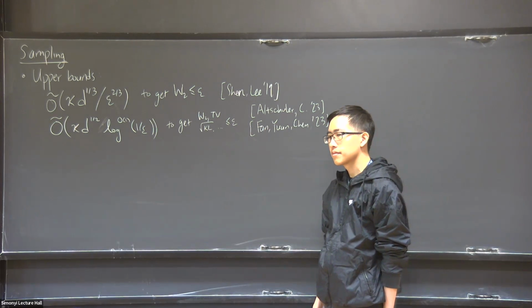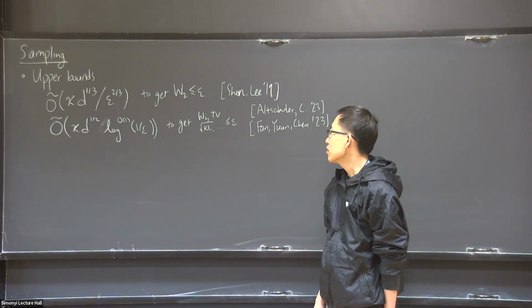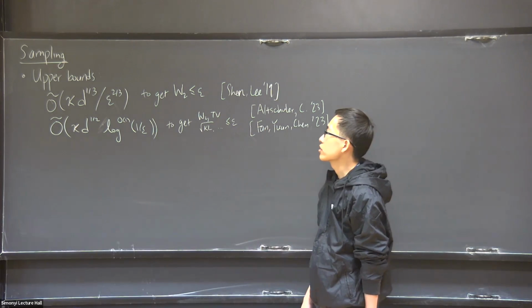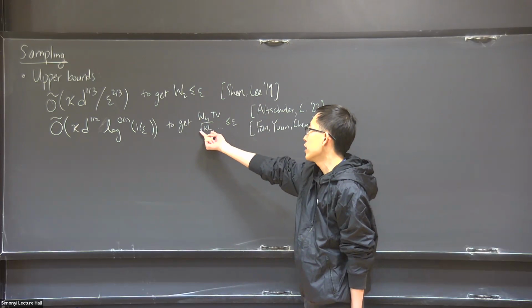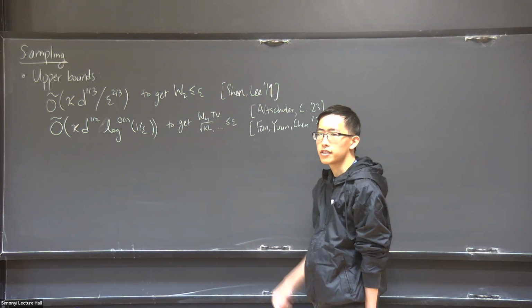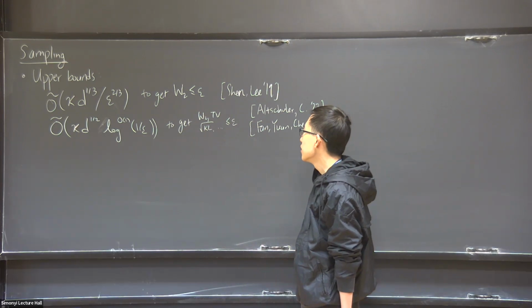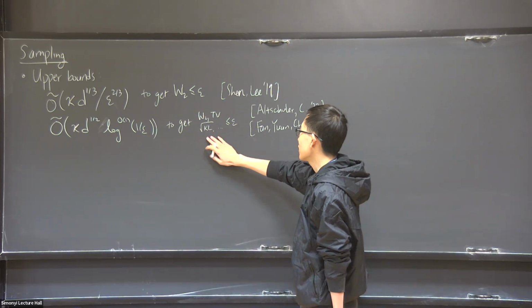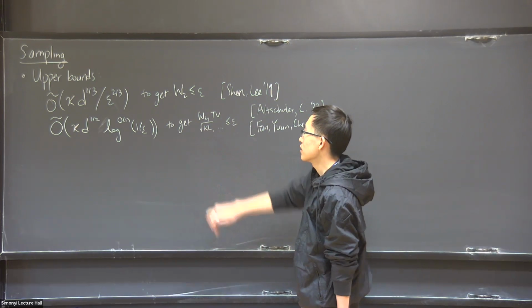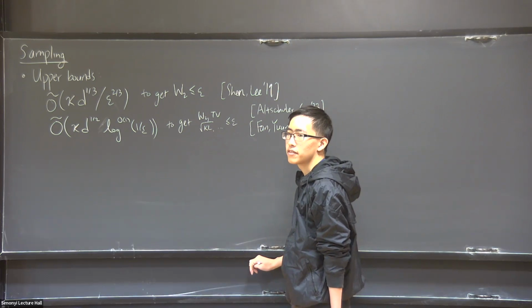How does W2 relate to the total variation? In general, they're not comparable, but under our assumptions of strong log-concavity, if you get a KL bound, it will imply both W2 and TV because of transport inequalities and Pinsker's inequality. The choice of metric does matter, but for us, let's not worry about the metric too carefully right now.